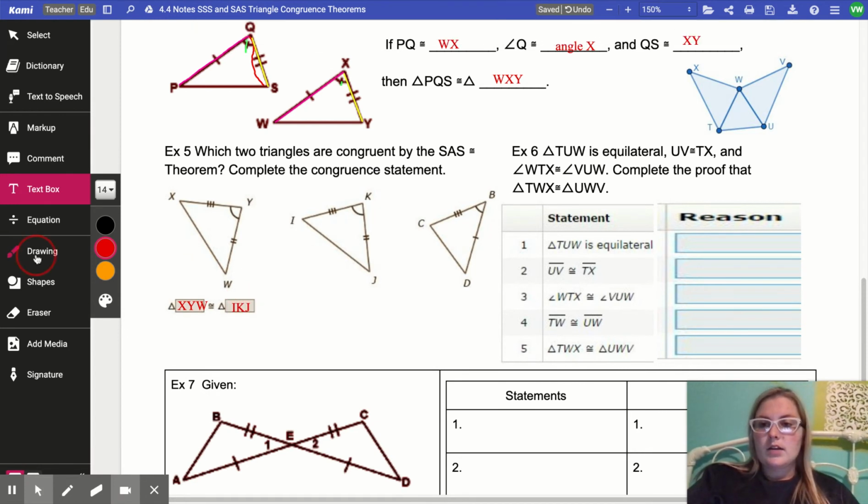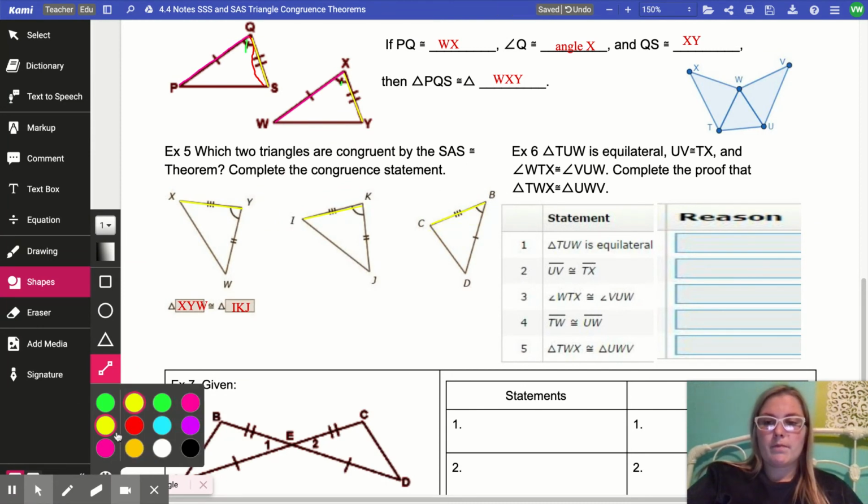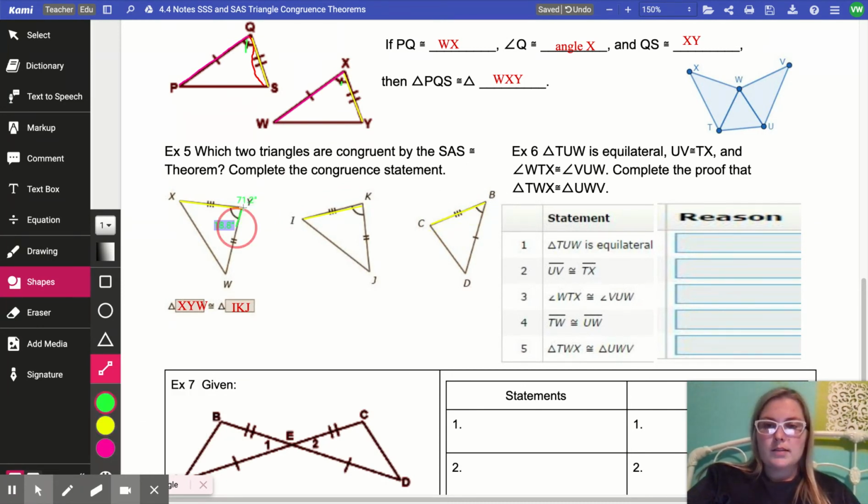And here is Y. So from X to Y, I have 3 tick marks. And from I to K, I have 3 tick marks. And you'll notice in this third triangle over here, from C to B, I do have 3 tick marks too. So that could be possible. So all 3 triangles are still in play. Well, now from Y to W, I have 2 tick marks. So I'm checking my sides first. From K to J, I have 2 tick marks. And then from B to D, I only have 1 tick mark. So that kind of takes B, C, D out of the running. It has a side with 1 tick mark. The other 2 triangles have sides with 2 tick marks.